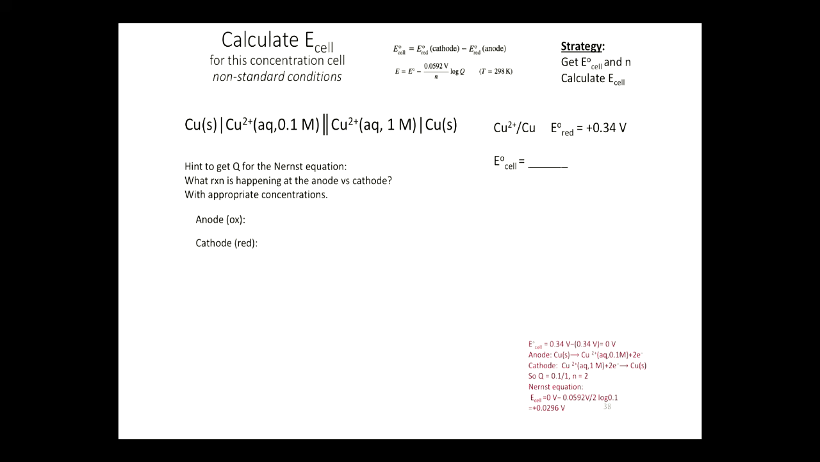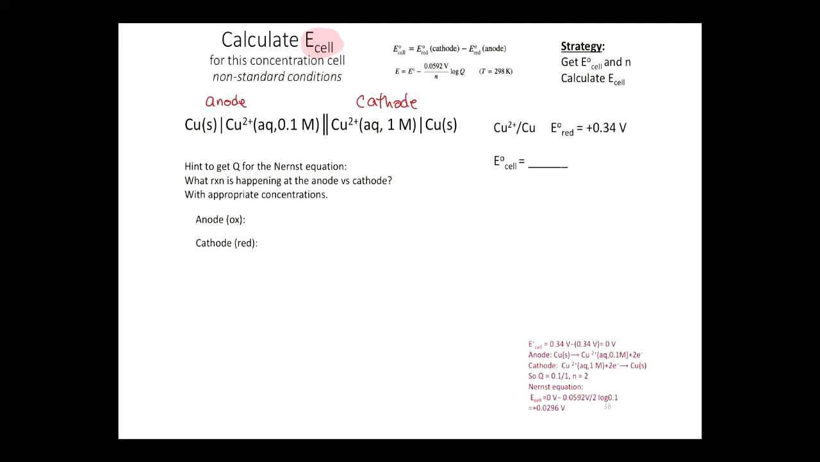So again, notice that I'm asking you to calculate E cell without the naught. So that means non-standard conditions. So we can't just do cathode minus anode and be done. We still have to do that, but we just can't be done. We have to include Q. So notice here, here's my anode. It's between copper and copper 2+. And here's my cathode. Huh. Between copper and copper 2+.